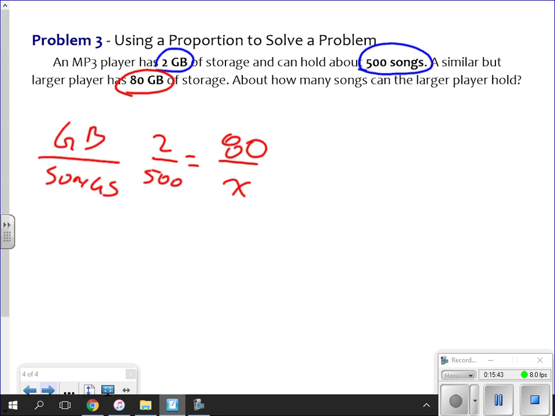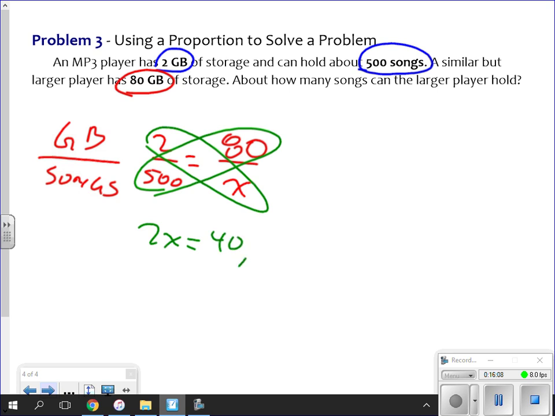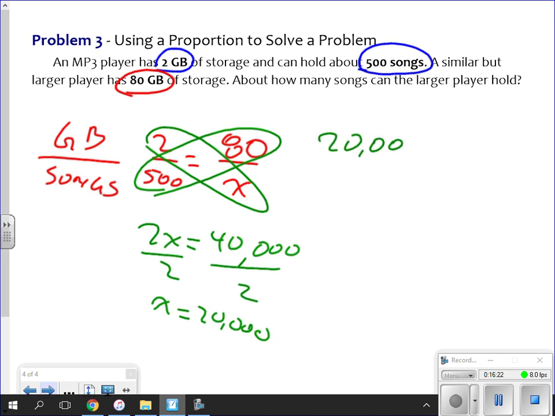Gigabytes over songs. 2 gigabytes, 500 songs. 80 gigabytes, we don't know how many songs. But it's still gigabytes over songs. And now we've solved this. Cross multiply. 2 times x is 2x. 80 times 500. How much? 40,000. 8 times 5 is 40. And then I have 1, 2, 3 zeros, so I put on 3 zeros. Divide by 2. X equals 20,000. So that means I can have 20,000 songs.